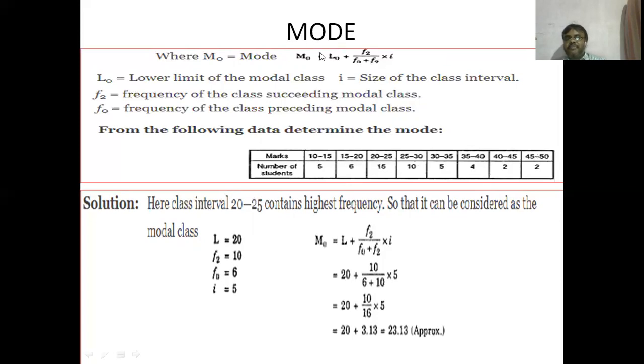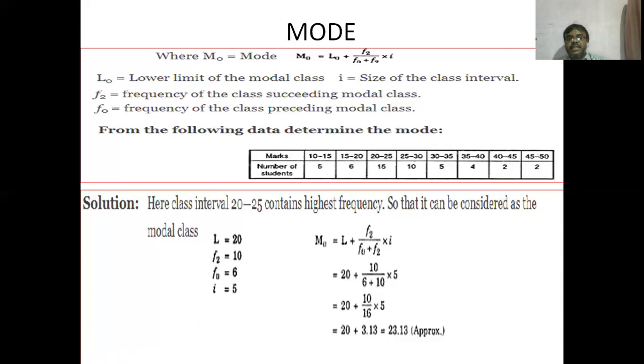Please remember this particular formula of mode for grouped data. Once this is given, for example, the marks obtained by a number of students are listed there. Now, for example, 1, 2, 3, 4, 5, 6, 7, 8, means the fourth. Okay, 1, 2, 3, 4. So this 20 to 25 we are taking as our mode class.